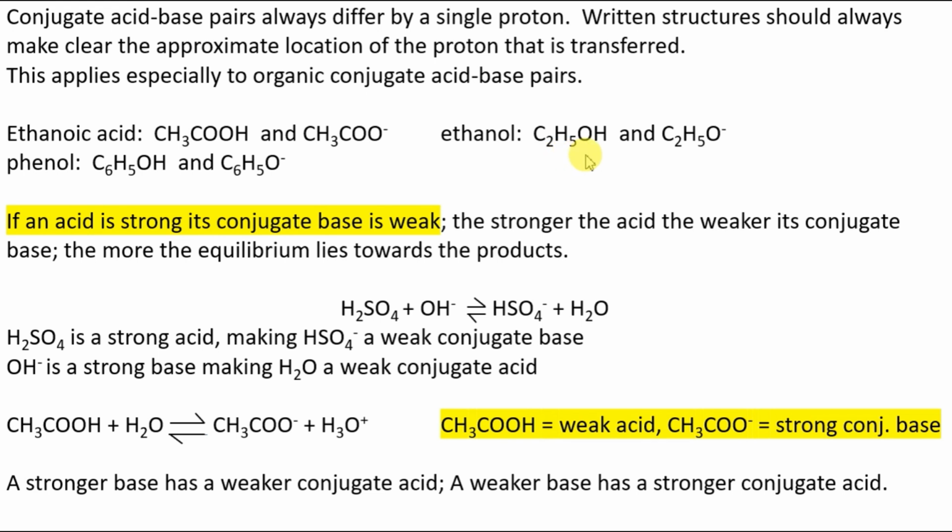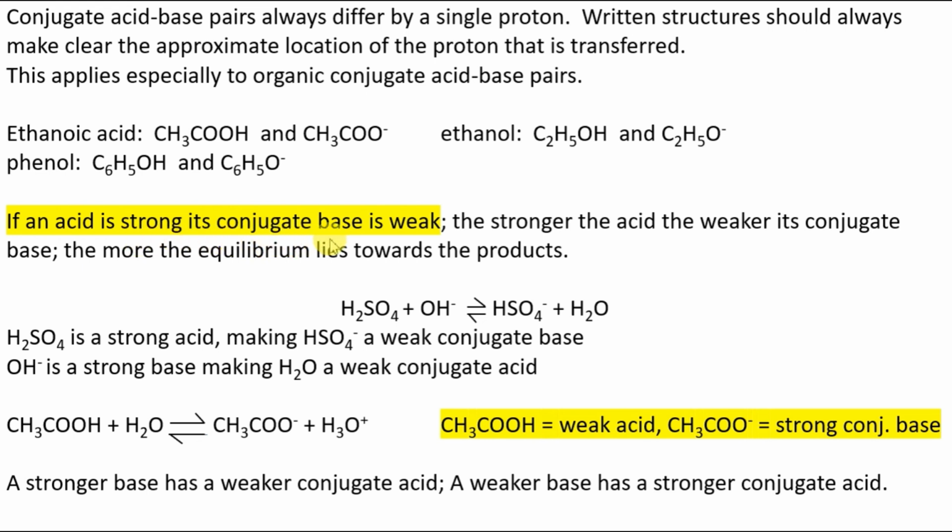Ethanol, C2H5OH. If that was to behave as an acid, H+ would form, and I see the negative charge on the resulting anion, drawn on the oxygen atom that the hydrogen left. Phenol, C6H5OH. If it gives off H+, the negative charge is located on the oxygen, and that's where it's drawn.